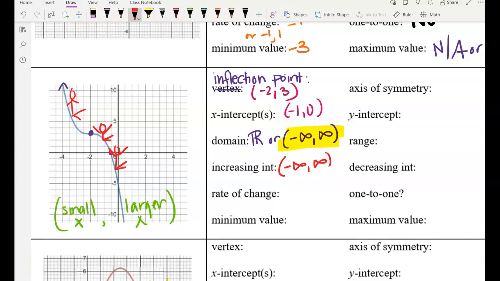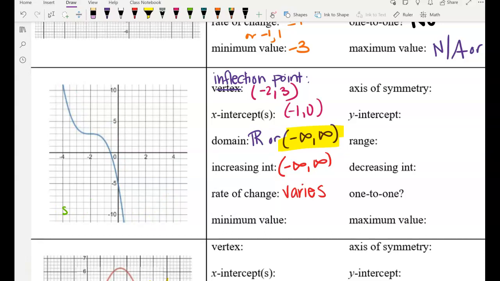Rate of change only happens if we have a line or an absolute value function. So for this one, next year, you're going to learn what it is. Right now, we're going to say it varies. Minimum value, students, means, hey, is there a smallest y value that we can pinpoint? And the answer is no. It's about putting arrows on these ends. So minimum value is NA, or you can write none.